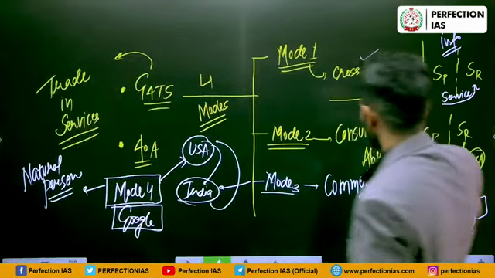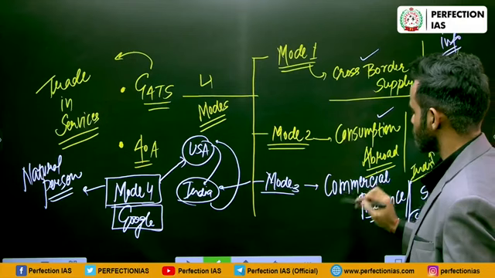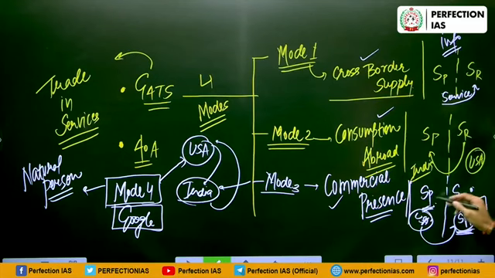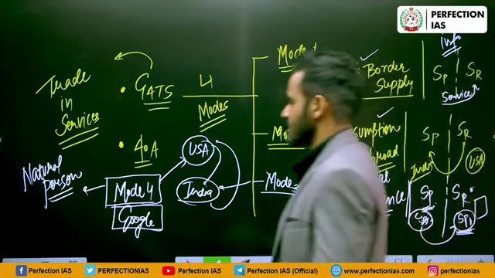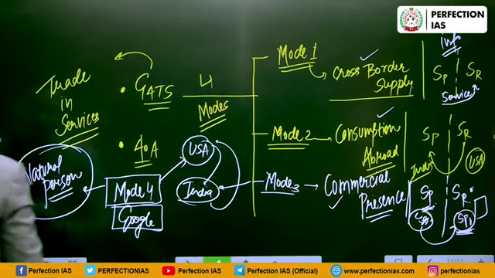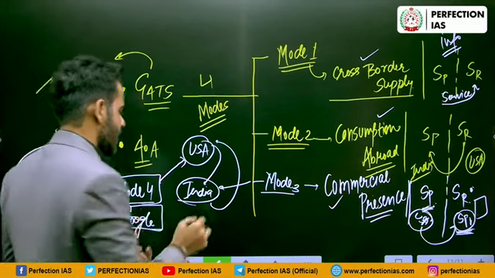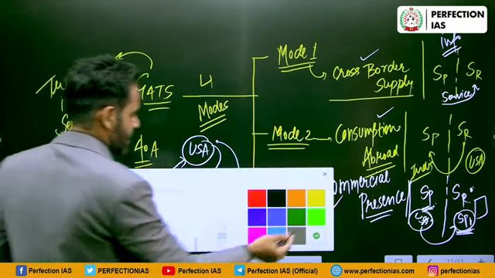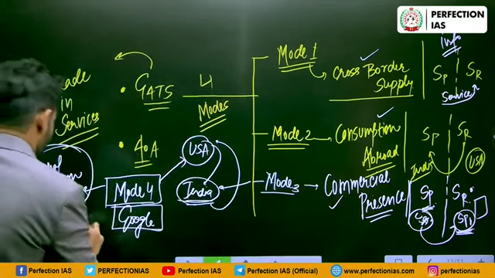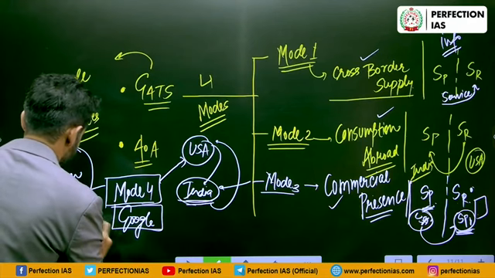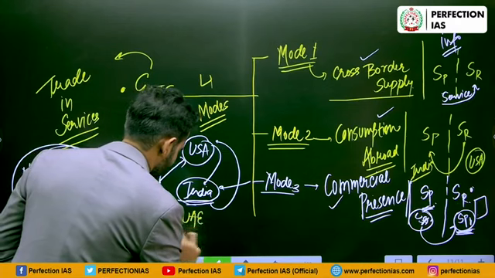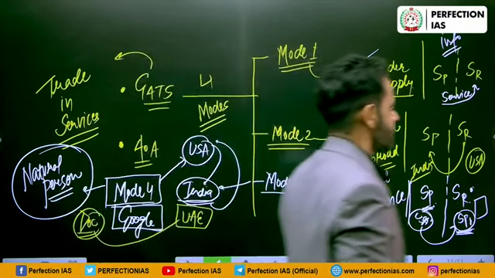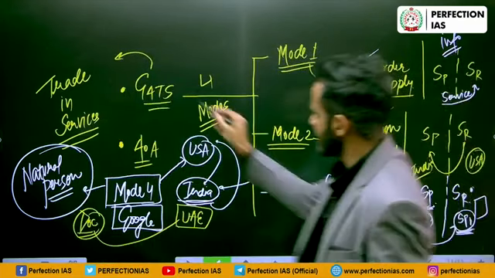Mode 1 is related to cross-border supply, mode 2 is consumption abroad, mode 3 is commercial presence. That means the service provider will have a commercial office in the service receiver country. And mode 4 is the movement of natural person. For example, a professor from USA is visiting an Indian university or Indian institute to deliver a lecture, or say a well-known doctor from India is visiting UAE to conduct a surgery. So that will be an example of mode 4 or movement of natural person. So these are the modes of GATS.